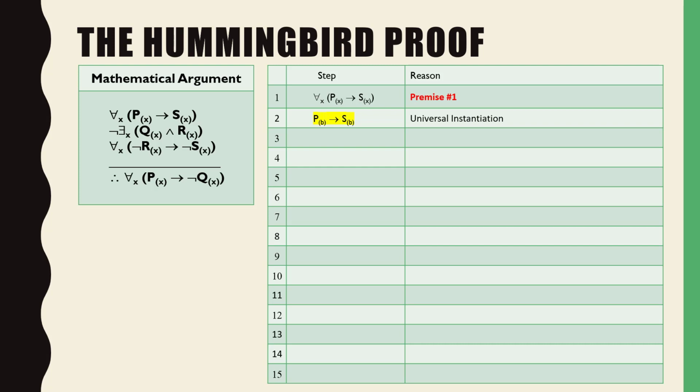not a hummingbird. Is there a famous hummingbird? I don't think there is. All right, this is Bob the hummingbird. Okay. P of B, therefore S of B. Do we all agree with that statement? Based on universal instantiation, okay? All right.